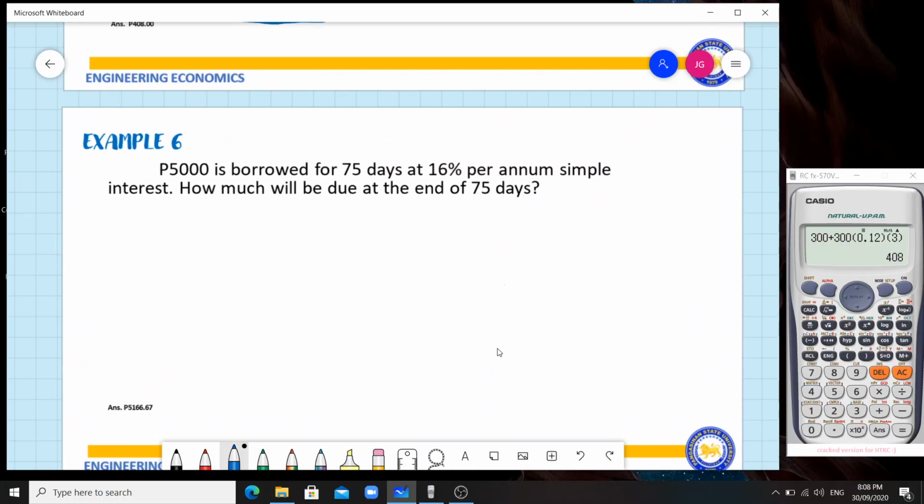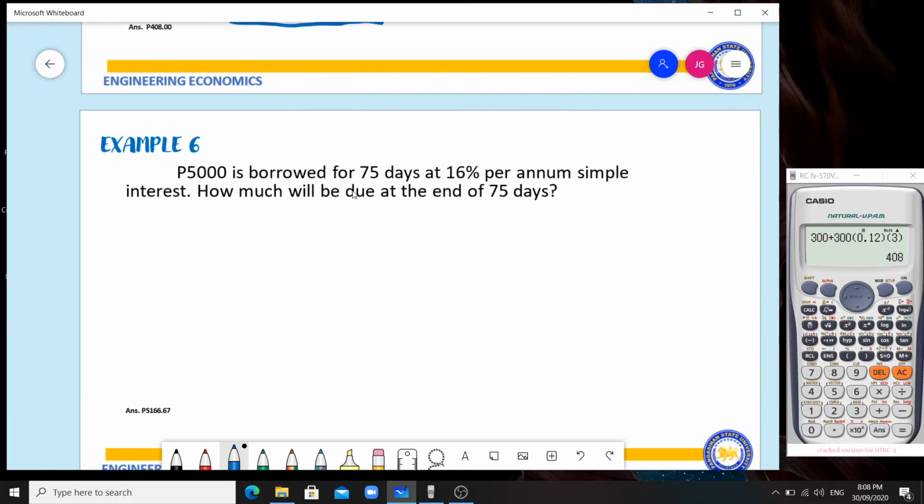This will be the last. 5,000 is borrowed for 75 days. Okay. At 16% per annum simple interest. How much will be due at the end of 75 days? So, sabi ko nga, you have to read carefully. 5,000 is borrowed for 75 days. This is the time. 16%, eto yung rate per annum, simple interest. How much will be due at the end of 75 days?